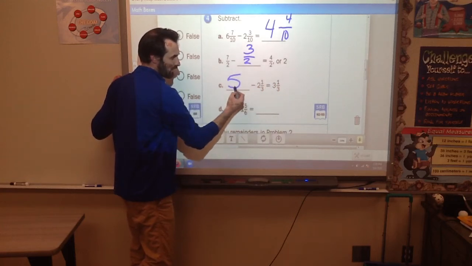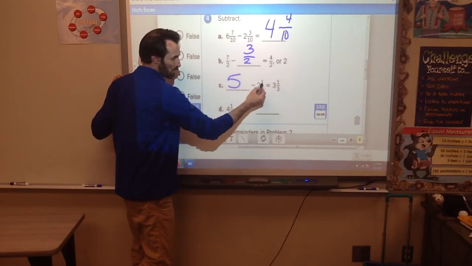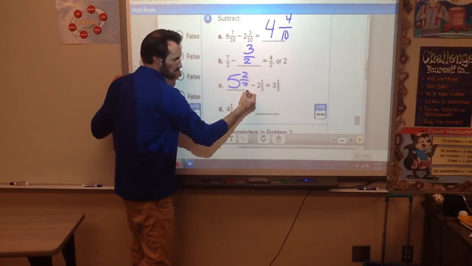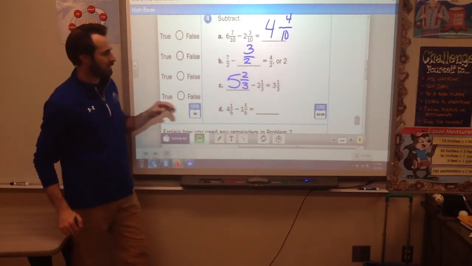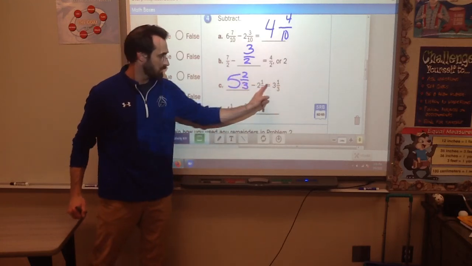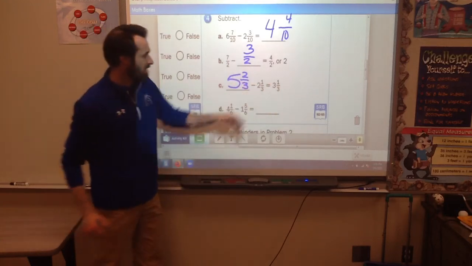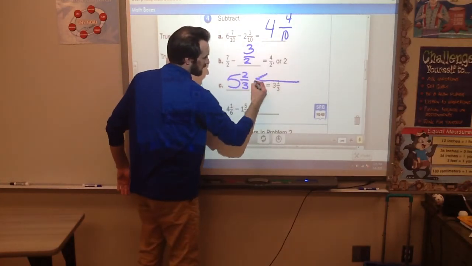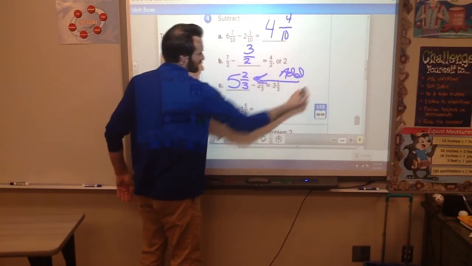3 plus 2 is 5. Okay? 1/3 plus 1/3 is 2/3. And this is how you check that. 2/3 minus 1/3 is 1/3. 5 minus 2 is 3. So to do this one, the best way was just to add in the opposite direction.